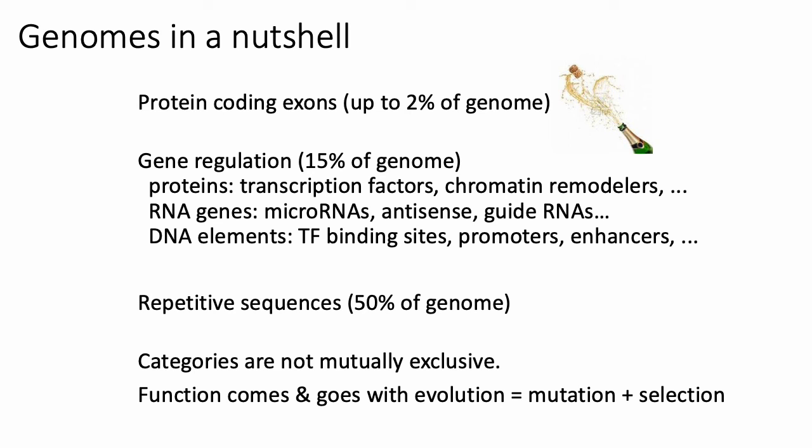In summary, depending on how you count it, the coding exon regions of the genome occupy a relatively little part of the genome. The regulatory elements occupy a larger fraction, somewhere on the order of 10 to 15%. Repetitive sequences are very prevalent in the human genome as well as other genomes. And oftentimes these categorizations of different genome sequence elements are very rough, in the sense that they're not mutually exclusive. A lot of repetitive sequences can actually act as gene regulatory elements and so on.